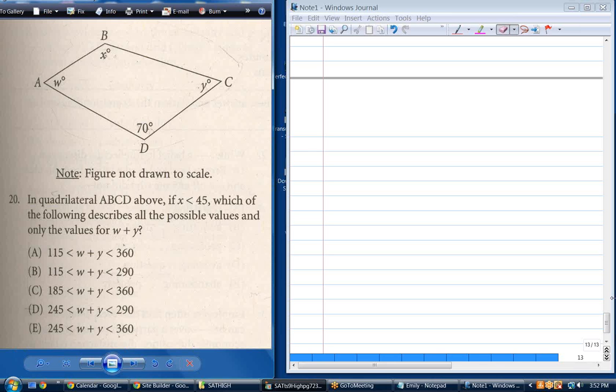Of course they draw it in some weird contorted way. That's their specialty. Actually, I kind of like that, because if they draw it to scale, then you can solve the problem without doing the math. You can solve it by looking at it. So I kind of like that they draw it not to scale, because then you have to do the math. I like when you can look at it. I know.